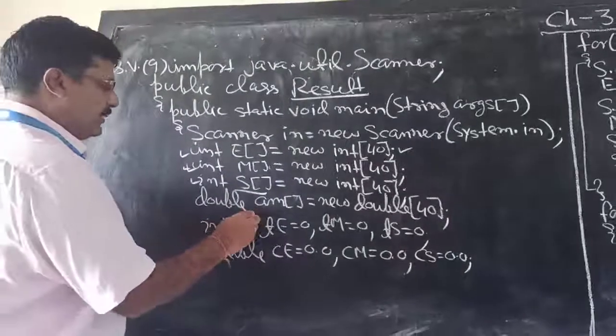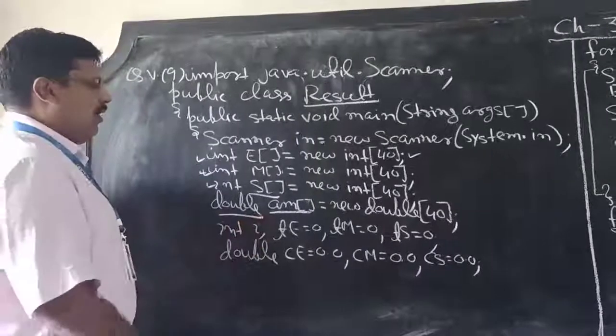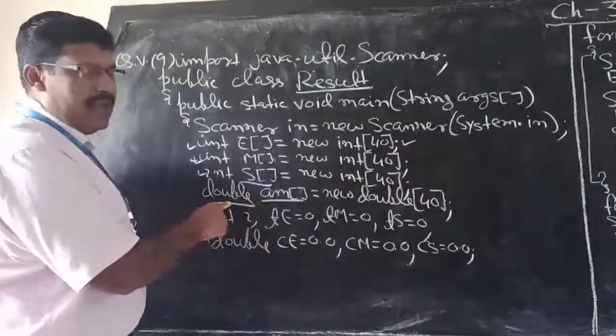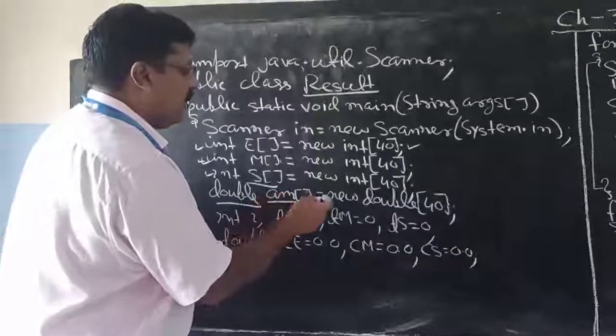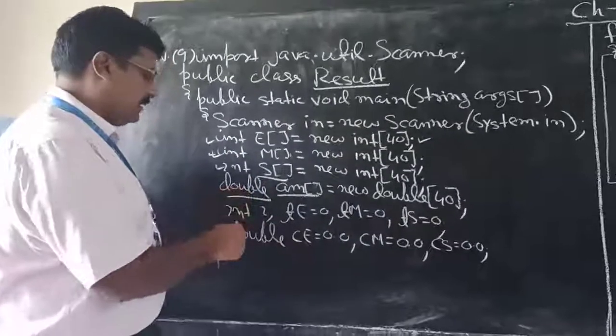Now you see we have taken one more array am for average marks, and this is double type. The first 3 arrays e, m and s are int type, but am is double type. Why double type? Because you are going to store the average marks of each student. That's why we have taken double type.